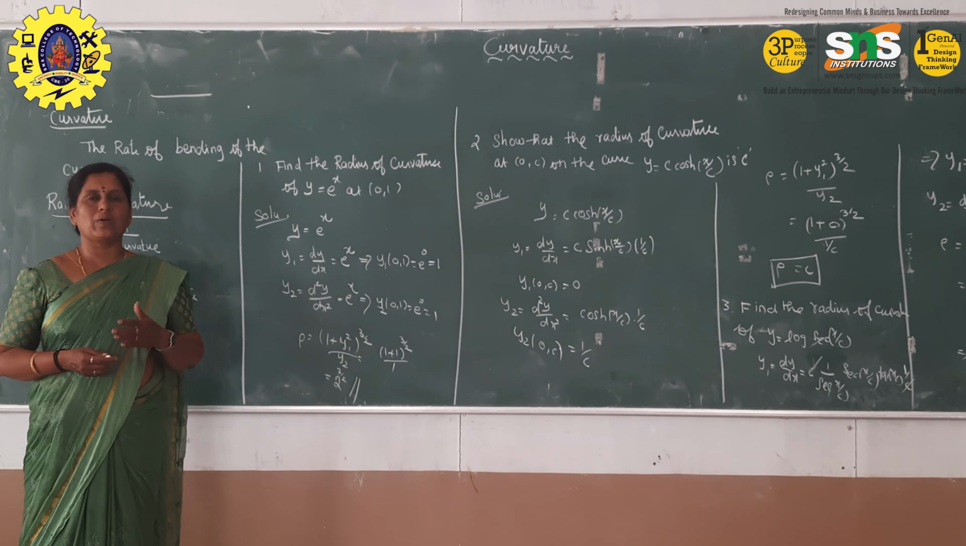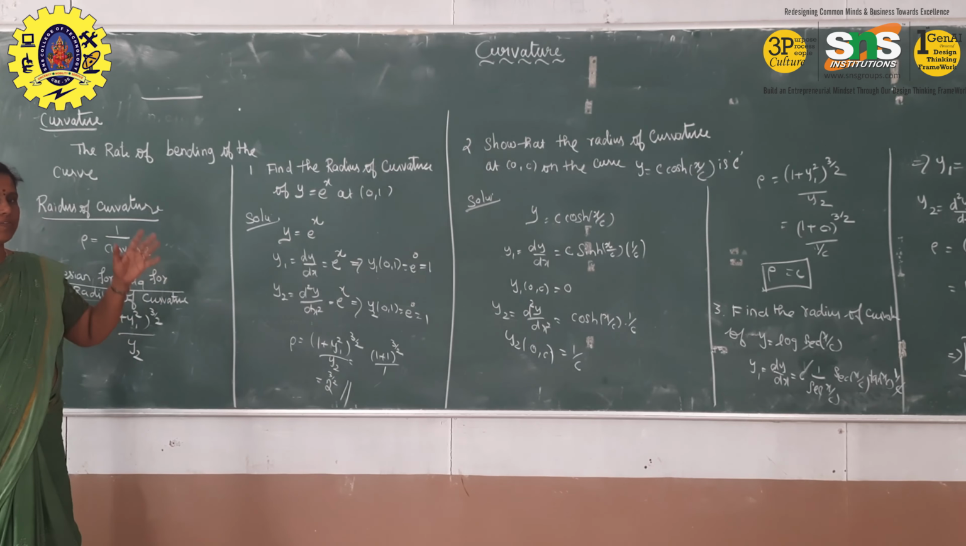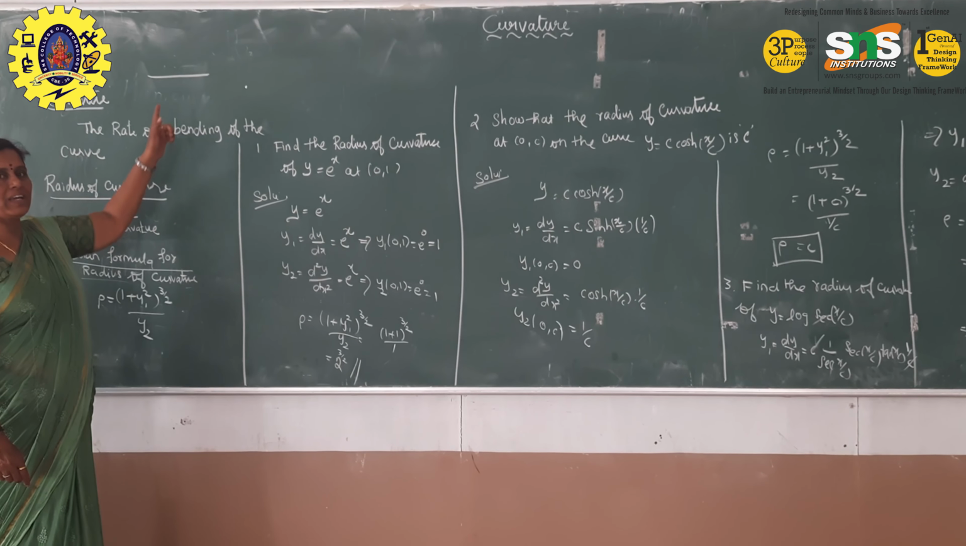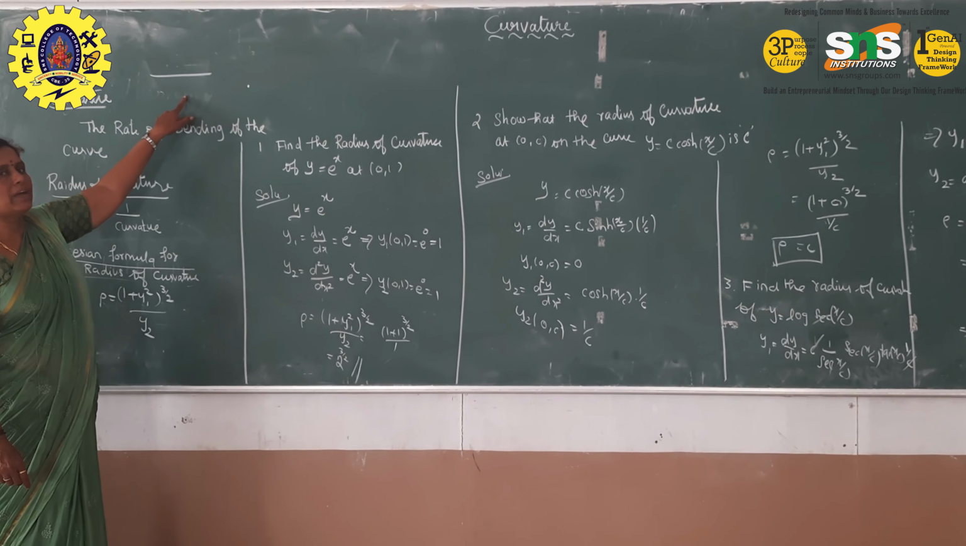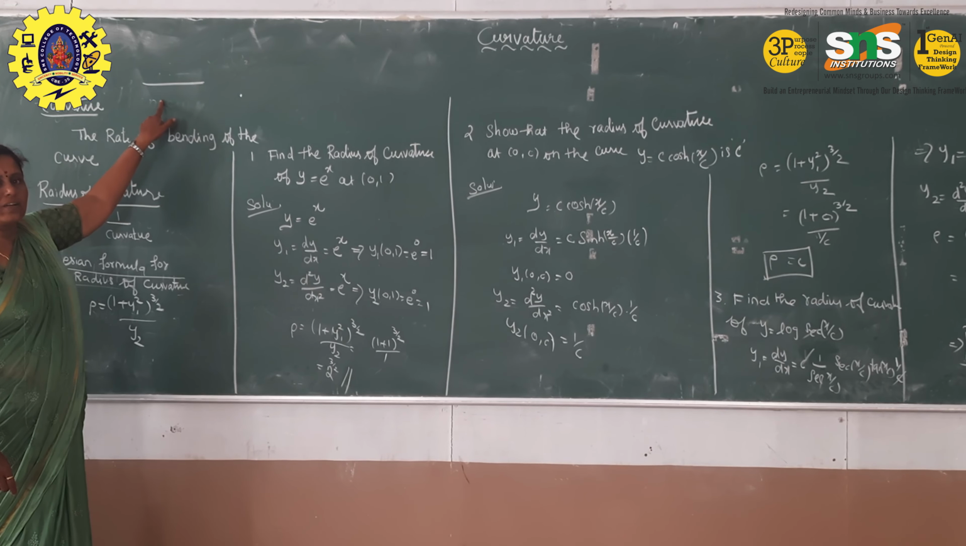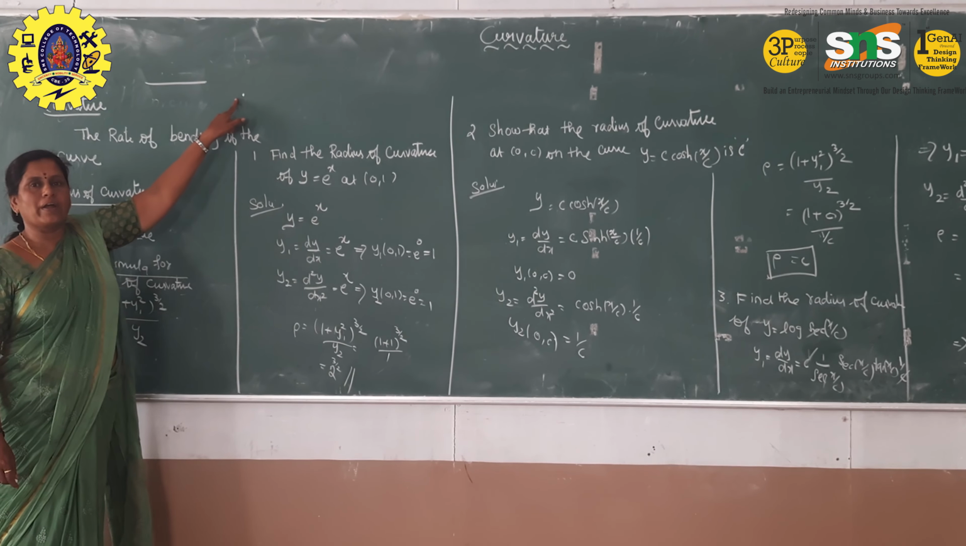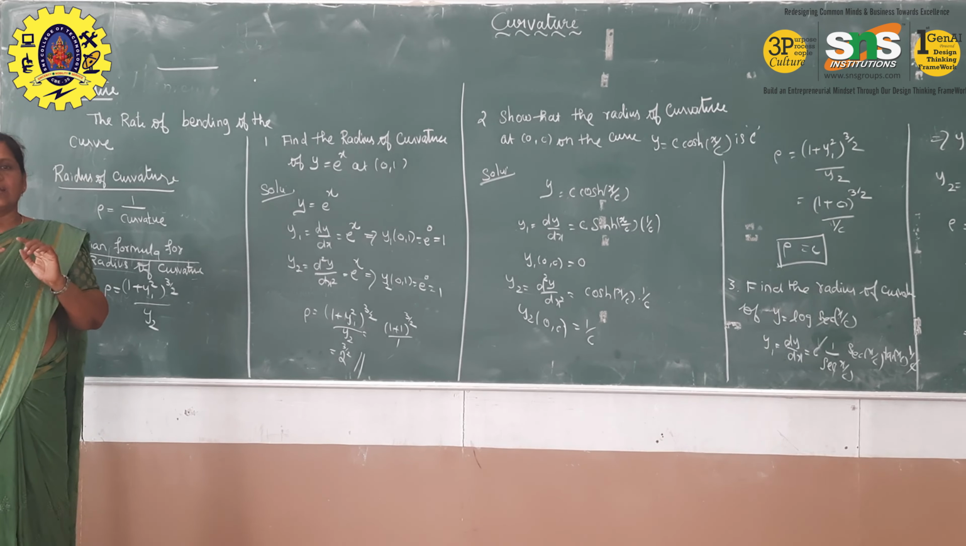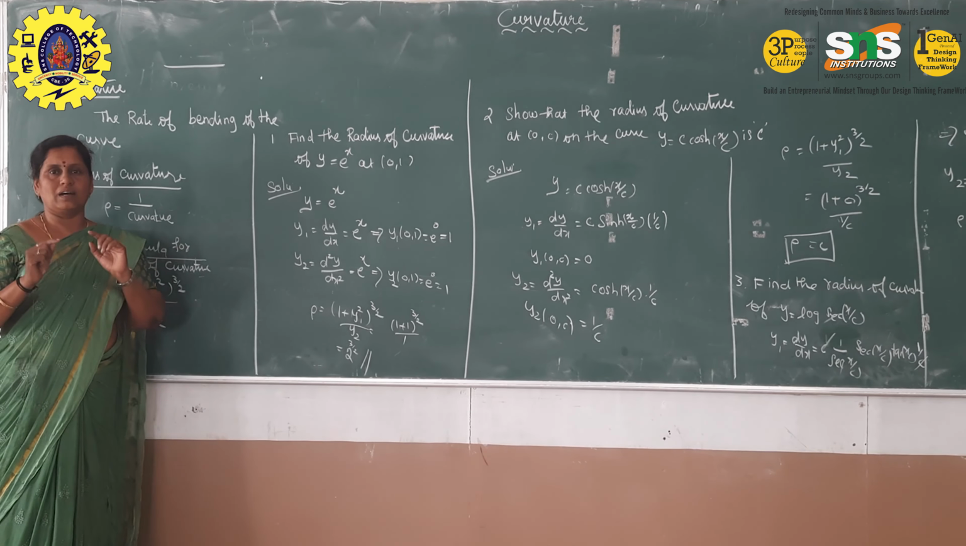In this session, we are going to discuss about curvature. Curvature is nothing but the rate of bending of the curve. For example, if we consider the straight line, there is no bending of the curve, so the straight line's curvature is 0 here. If we consider the point, its curvature is infinity. If we consider the circle, the curvature of a circle is related to its radius.